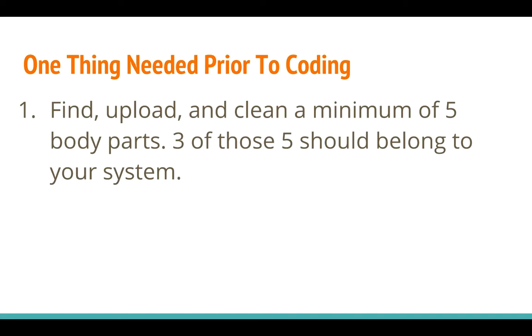3 of those 5 should belong to your system. So again, you should have a minimum of 5 body parts, and 3 of those 5 should belong to your system. Now, it may be difficult to find a pituitary gland. So if you just want to have a sprite with the text that says pituitary gland, that's fine. You can have that instead of trying to find a picture of a pituitary gland, because that might be a little bit difficult to do.